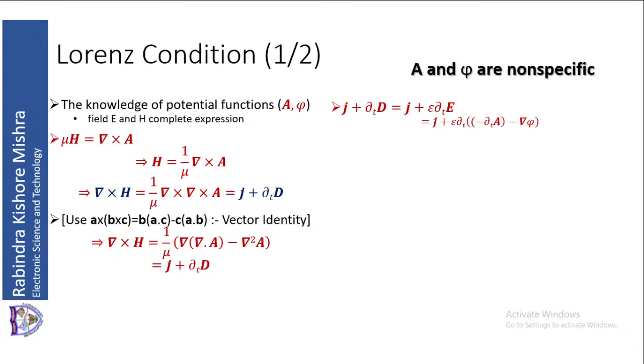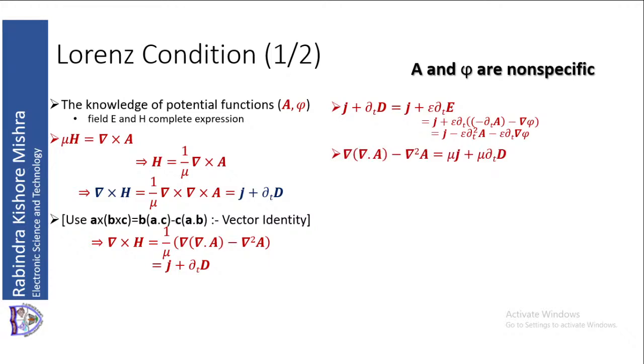E is equal to minus grad phi minus dot TA. So that we write. So the last term is minus dot TA minus grad phi, on which dot T is operating. Now that we can write as J minus epsilon dot square T operating on A minus epsilon dot T grad phi. So J plus dot TD is equal to J minus epsilon dot T square A minus epsilon dot T grad phi.